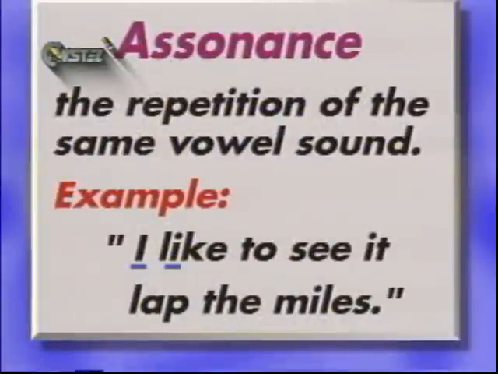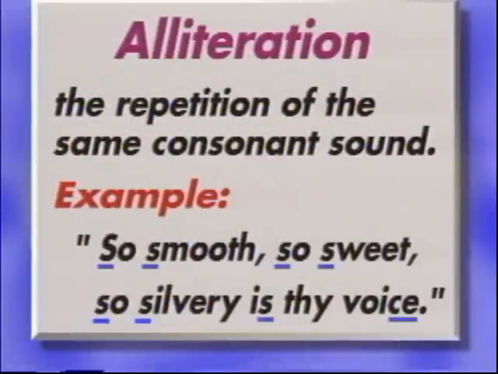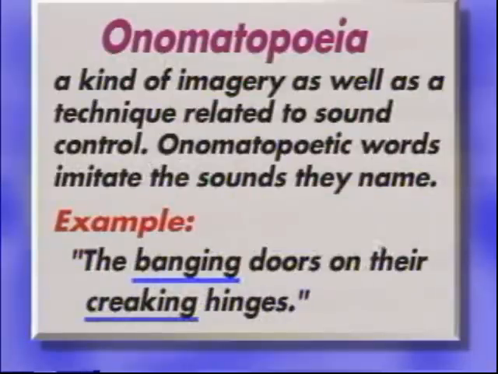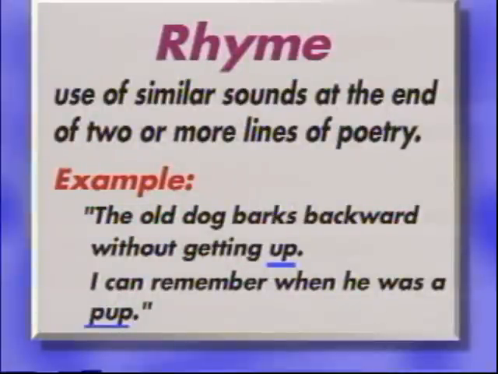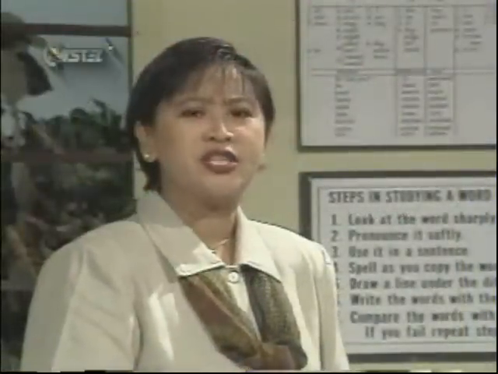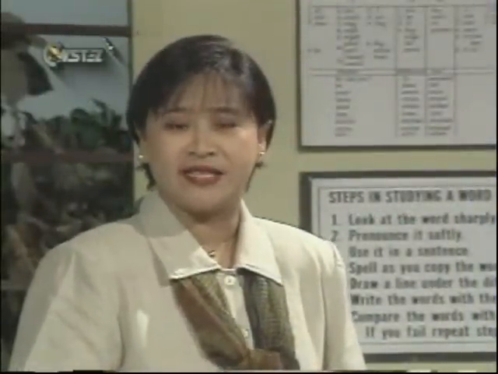The poet might also explore the possibilities of evoking a particular mood through a regular repetition of the same vowel sound in assonance, or the repetition of the same consonant sound in alliteration. The poet may also use onomatopoeia, the use of words that imitate the sounds named, or the poet may employ rhyme, similar sounds at the end of each line. Poetry has rhythm, that pattern of sound pulsations in the voice as one reads it.